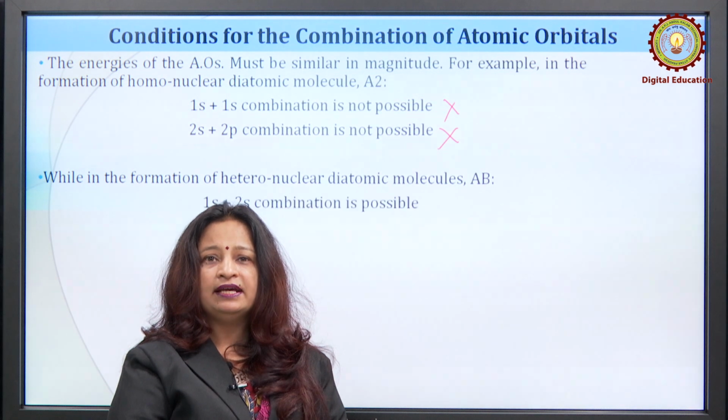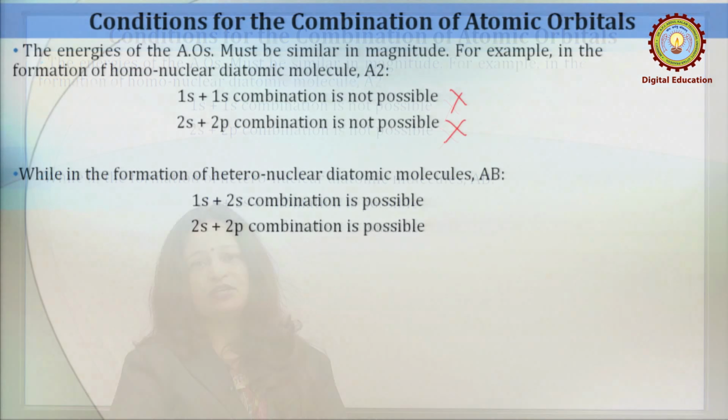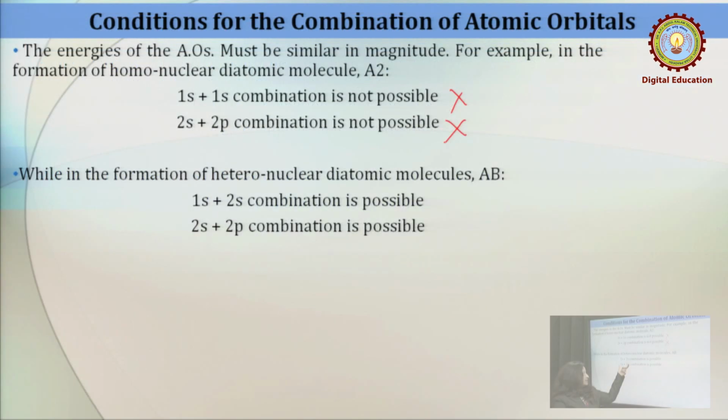Similarly, in the formation of heteronuclear diatomic molecules, we can see that 1s and 2s combination is possible. Why possible? Because there may be similarity in their energies. Similarly, 2s and 2p combination is possible. Why? Because their energies may be similar, right?